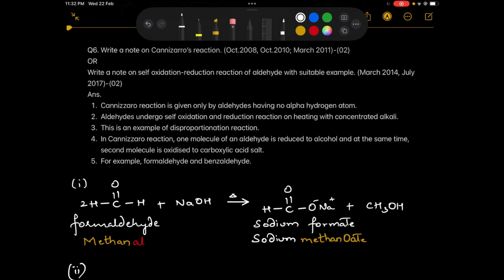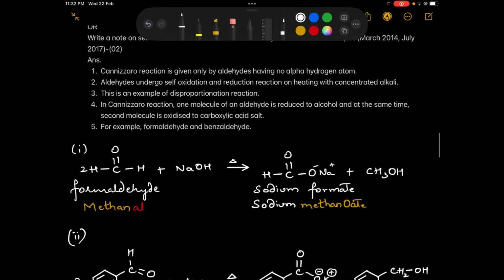Cannizzaro is a reaction which will be given by aldehydes which have no alpha hydrogen atoms. Now the same molecule of the reactant is going to undergo oxidation as well as reduction. Now this happens in the presence of an alkali, and the reaction is called a disproportionation reaction. Now in this, one of the molecules will get reduced to alcohol and the other molecule will get oxidized to carboxylic acid, or we can also have the formation of a carboxylic acid salt.